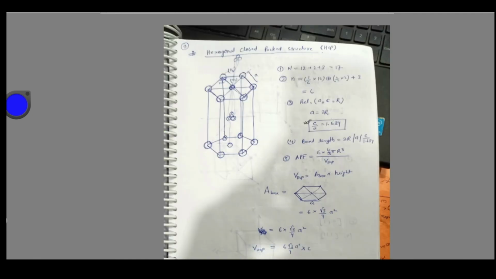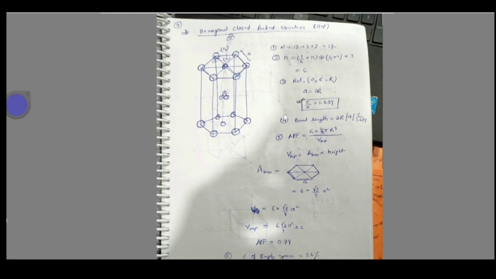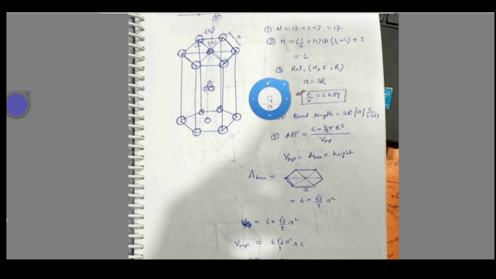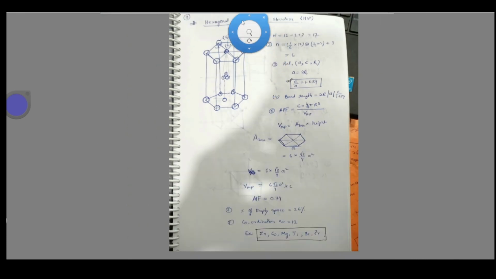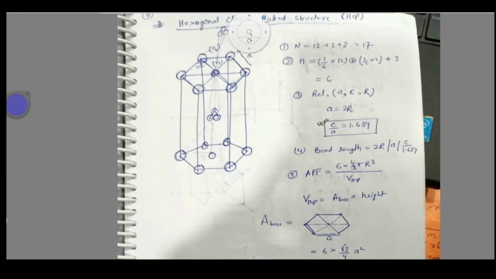Now we will discuss the hexagonal close packing structure. We also call it HCP. In the hexagonal close packing structure, or HCP, the base will be hexagonal in shape, and if you draw it in 3D, it will look like this structure.